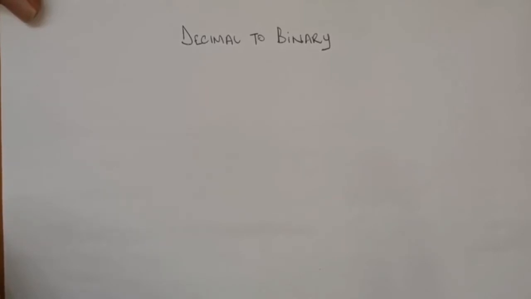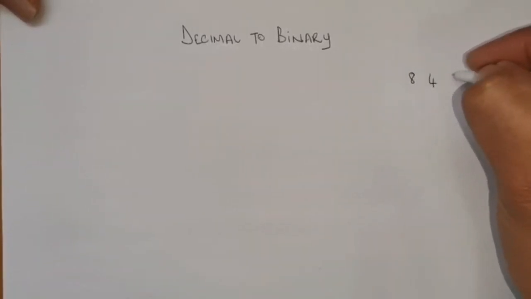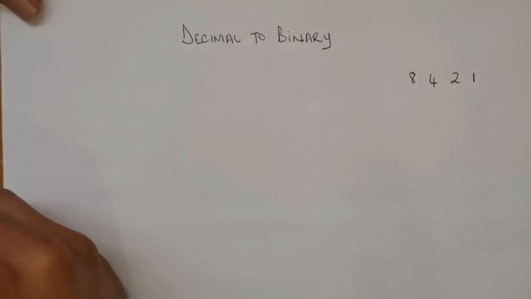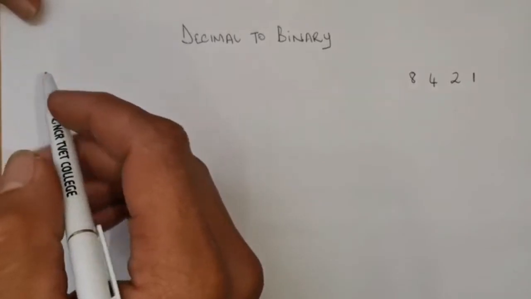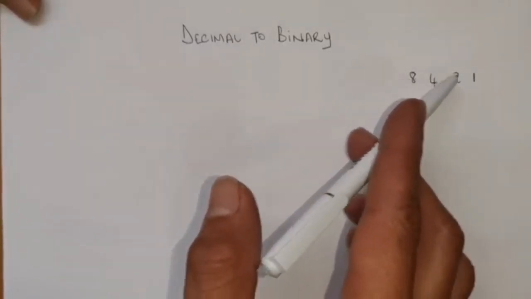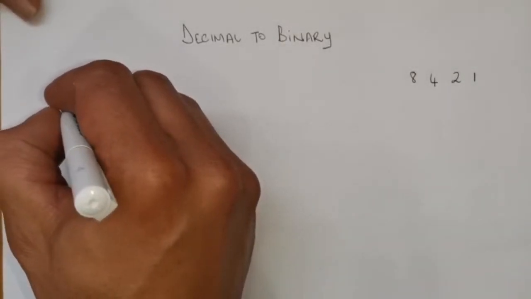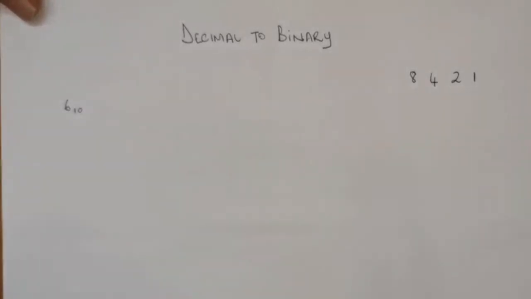First of all, the first thing you need to do is write down your code: 8421. The next thing you will do is choose a value. Let's take a smaller decimal number so that we can use the code as it is there. Let's take 6 to the base 10.